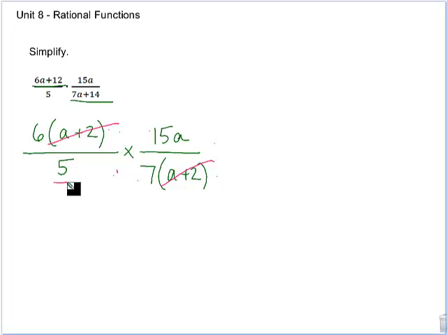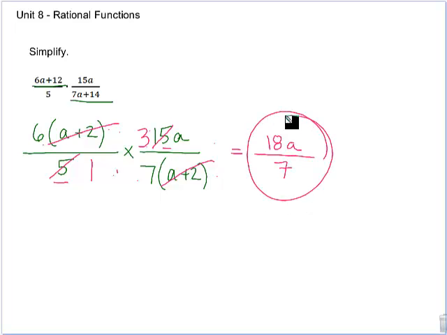Then here we have a 5 and a 15. 5 goes into 15 3 times, so the 5 would simplify to 1, the 15 would simplify to a 3, and now there is nothing else in common, so we multiply straight across. So 6 times 3 is 18. Still have an a over 7. So there is our simplified answer.